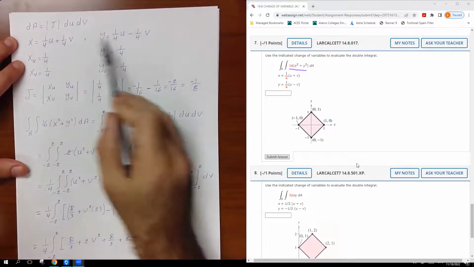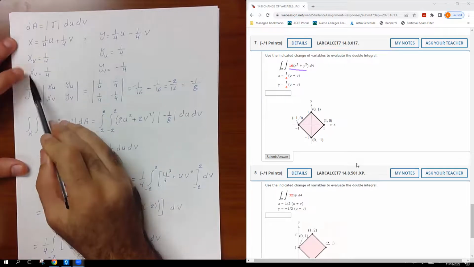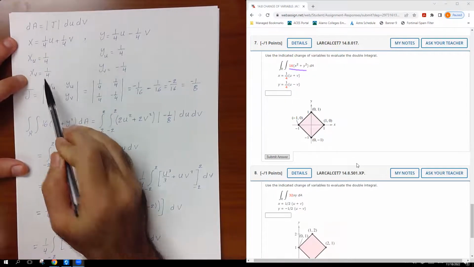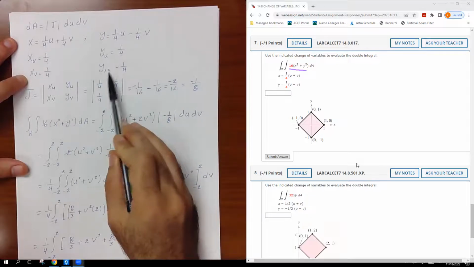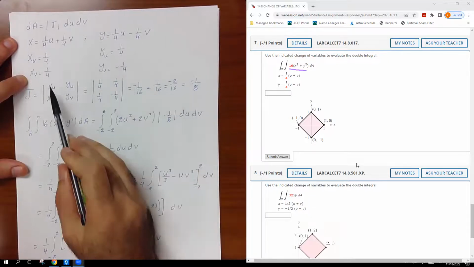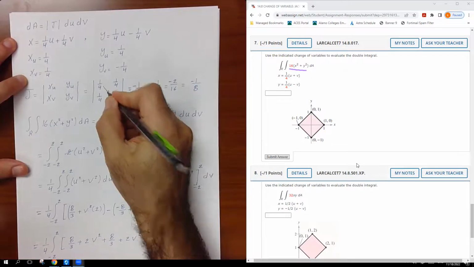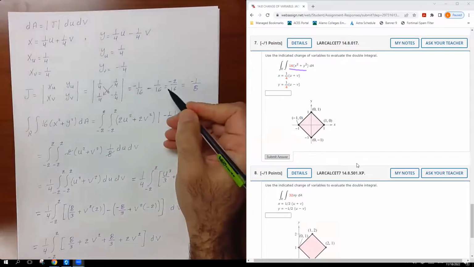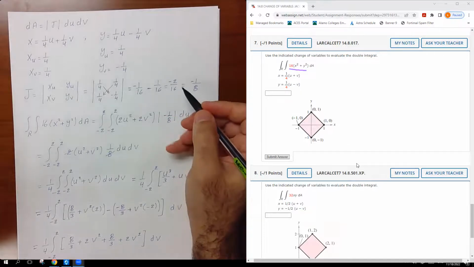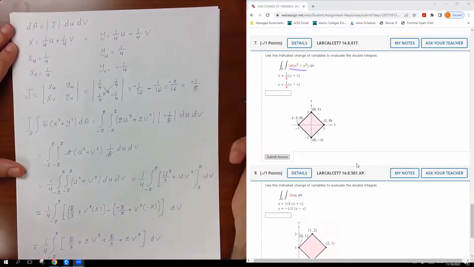Here's the x and here's the y. x sub u is going to be 1/4. x sub v is going to be 1/4. y sub u is going to be 1/4. y sub v is going to be negative 1/4. Plug in everything in the Jacobian. Find the determinant. So it's going to be negative 1/16 minus 1/16, and then it's going to be negative 2/16, and then it's going to be negative 1/8.